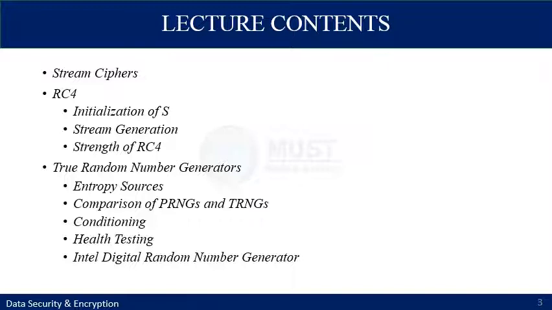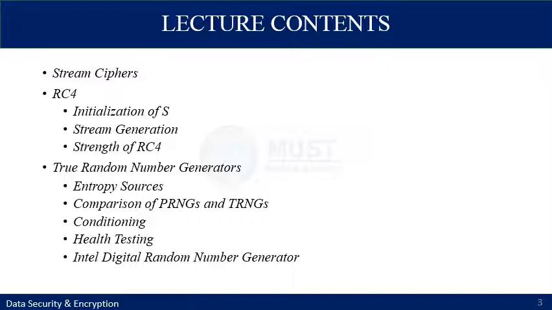In the stream ciphers we will generate a stream of bits, and in this algorithm there is a stream generation process which will be taken care of with the initialization of a set S, and then there will be some strengths of the RC4 algorithm, and finally we will conclude this lecture with the discussion of true random number generators.